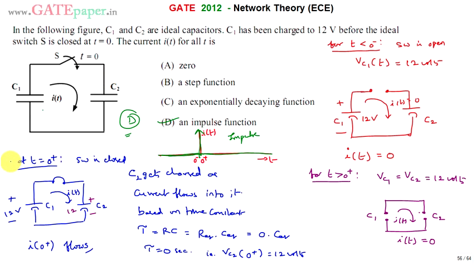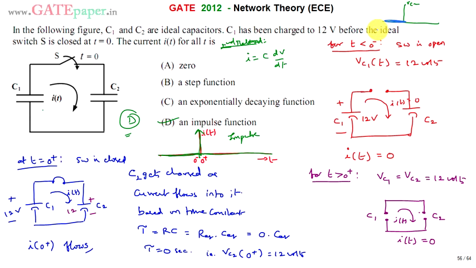The other way we can also say it, the second method, is very easy. We know the relation between current and voltage of a capacitor: i = C dV/dt. So let us assume the type of voltage applied to C2. For C2, the voltage is a step waveform, because until t = 0 the switch is open. That means no voltage is applied to capacitor C2, so it is 0.